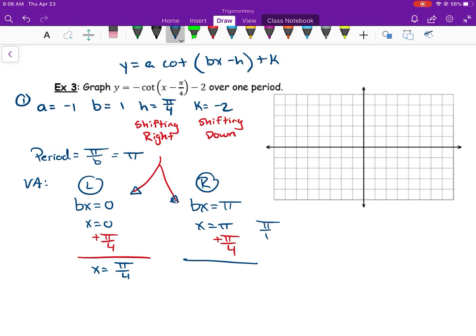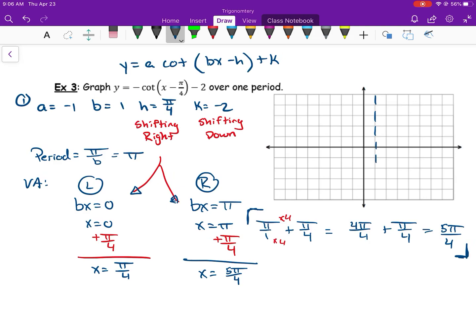And for those of you not fraction inclined, pi over 1 plus pi over 4 needs common denominators, so I'll multiply by 4. So this is really 4 pi over 4 plus pi over 4, which then gives me 5 pi over 4. A little side work there for you. And so x equals 5 pi over 4. Which works out nice.